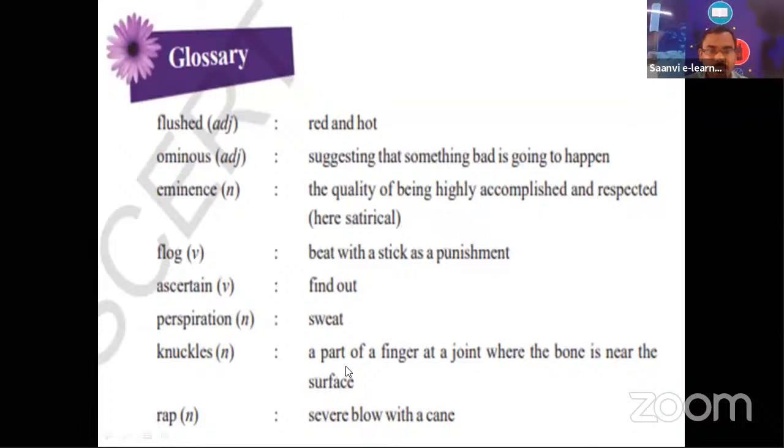And the next word is rap. What do you mean by rap? Rap means a severe blow with a cane. Don't forget this word as well. Cane means a stick. It can be used as a verb and as a noun. So if I say I took a cane, the word cane is a noun. I caned her means I punished her with a stick. So the word cane can be used as a verb as well as a noun.